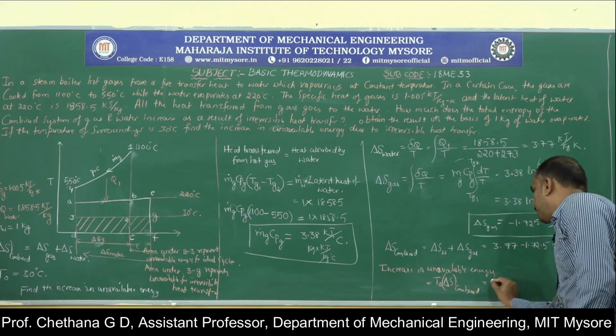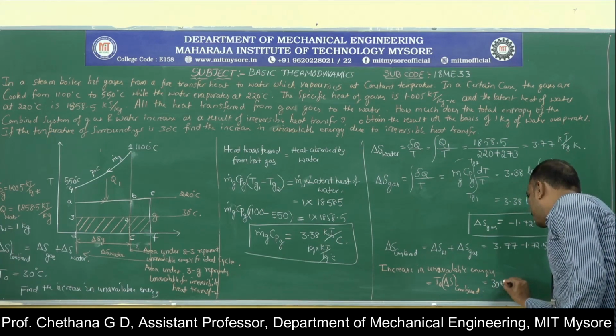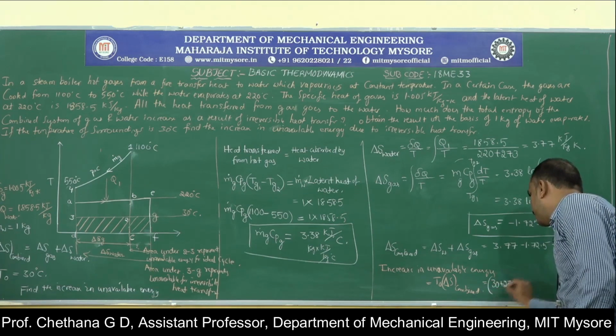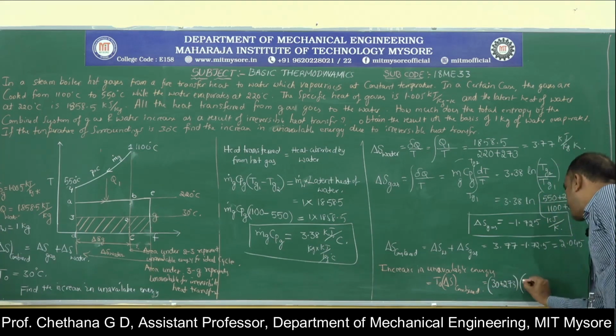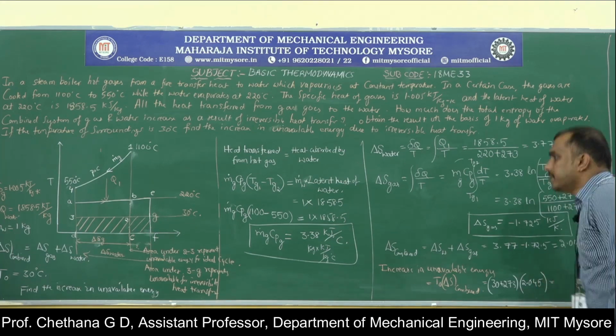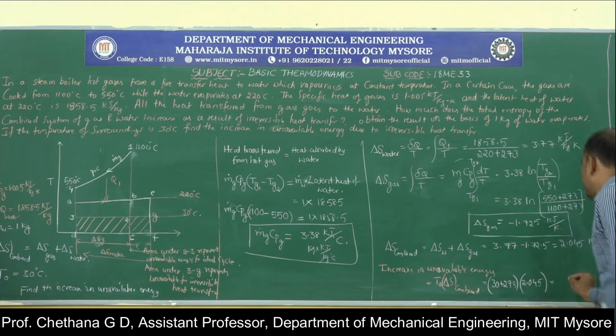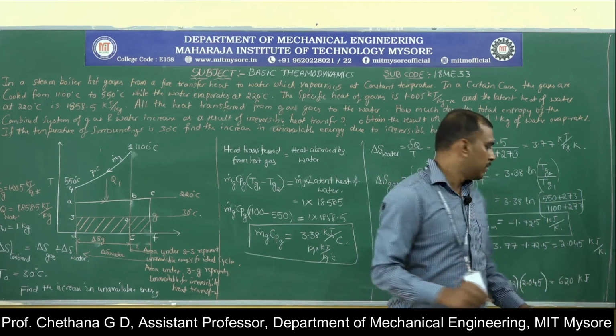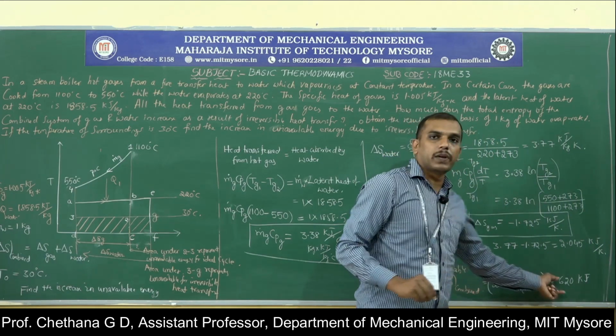Now T naught is what? 30 plus 273, keep it in Kelvin, multiplied by delta S combined, which is 2.045. The answer you are going to get is 620 kilojoules. Now the increase in unavailable energy because of the irreversible heat transfer is 620 kilojoules.